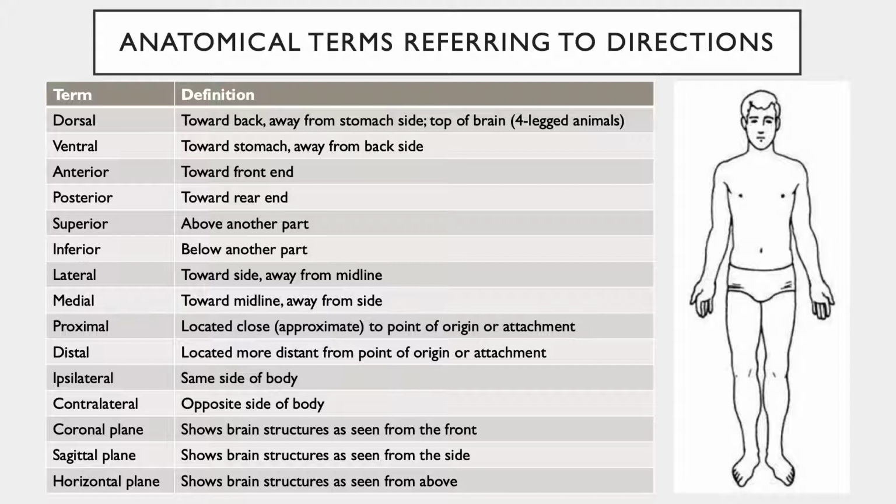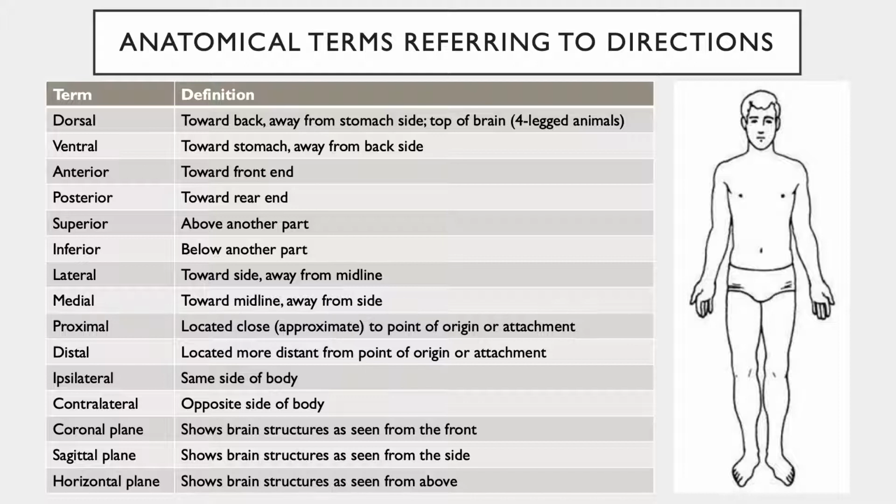You'll notice on the right side of the slide there's an image of a man. His palms are facing forward, as are his feet. This is considered standard anatomical positioning, so any questions that are referring to anatomical directions should relate to this positioning of the body. We'll start with dorsal versus ventral.